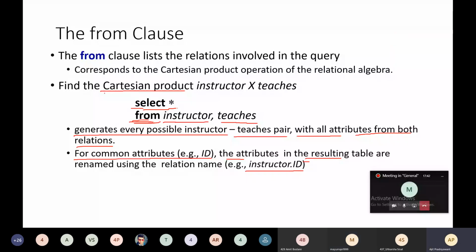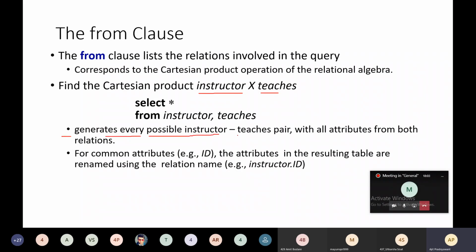What is this Cartesian product? We are going to learn it with the help of a diagram. Before that, I am going to repeat the same concept again so that you will understand it. What is this Cartesian product of instructor and teachers relation? It will generate every possible instructor-teachers pair, and it will include all the attributes from both the relations. It is called the Cartesian product. And common attributes like ID are renamed using instructor.id.